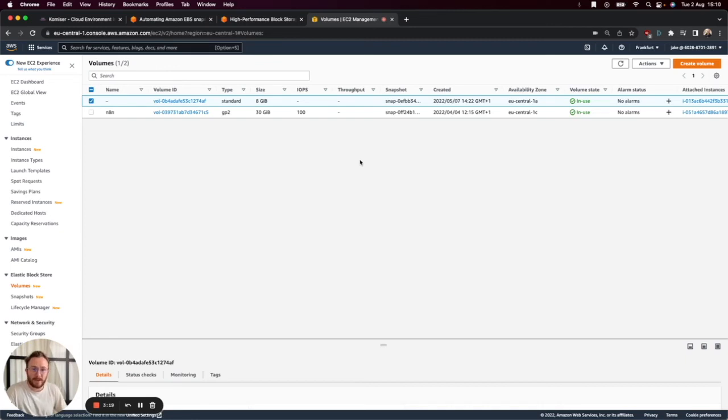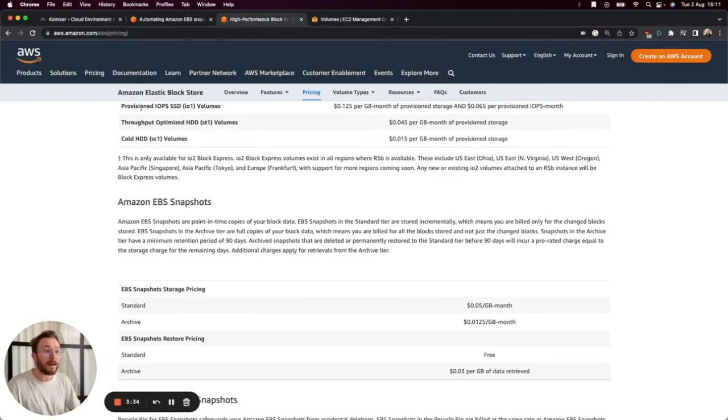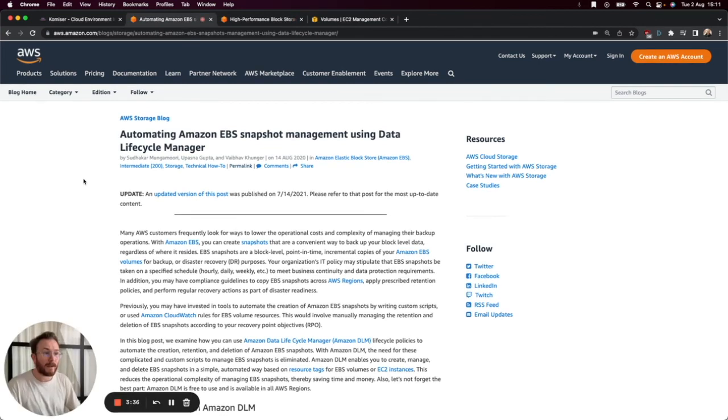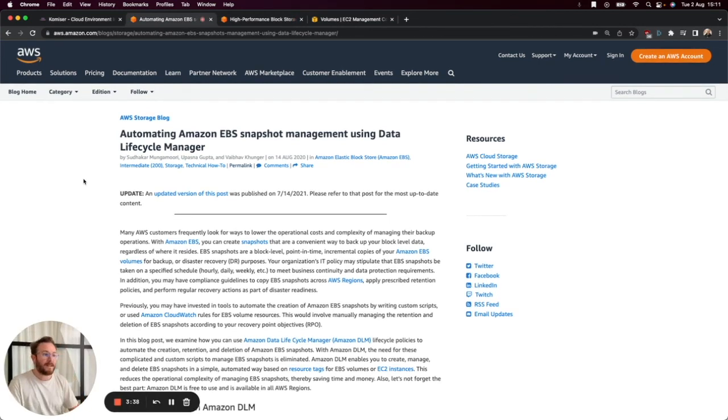I do understand that managing snapshots, especially if you're working with a lot of storage and a lot of EBS volumes, can be cumbersome. So I would definitely recommend following the AWS recommended guidelines here by automating EBS snapshot storage and management using data lifecycle. Yeah, just to keep it short, that's the recommendation for the week.